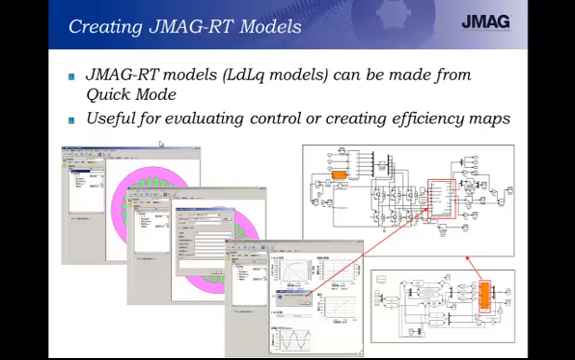JMAG-Express can also generate JMAG-RT models. The JMAG-RT model is a way to link into control or circuit simulators. JMAG-Express is limited in that it can only generate a DQ model, so it's not as comprehensive as some of the capabilities of JMAG-RT for generating fully harmonic-based models or phase-based models, but it's still a step up from the basic constant parameter models that are available in most of these control simulation packages. These RT blocks are useful for evaluating control models or creating efficiency maps.